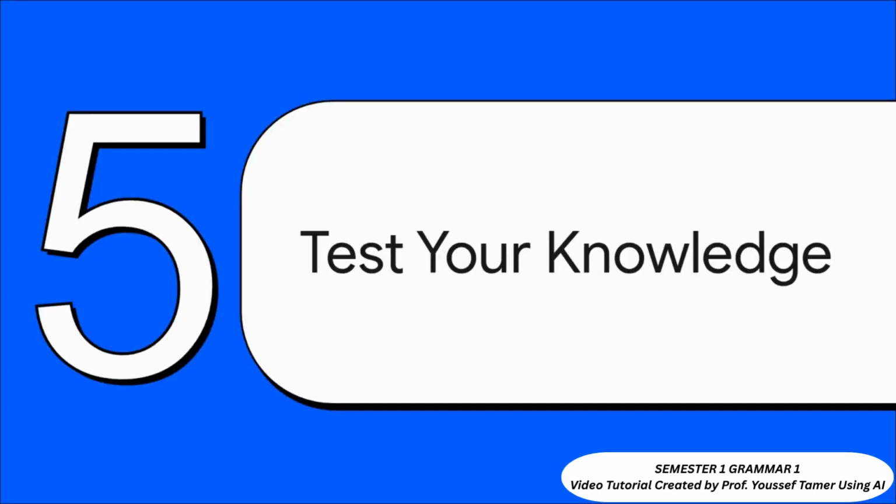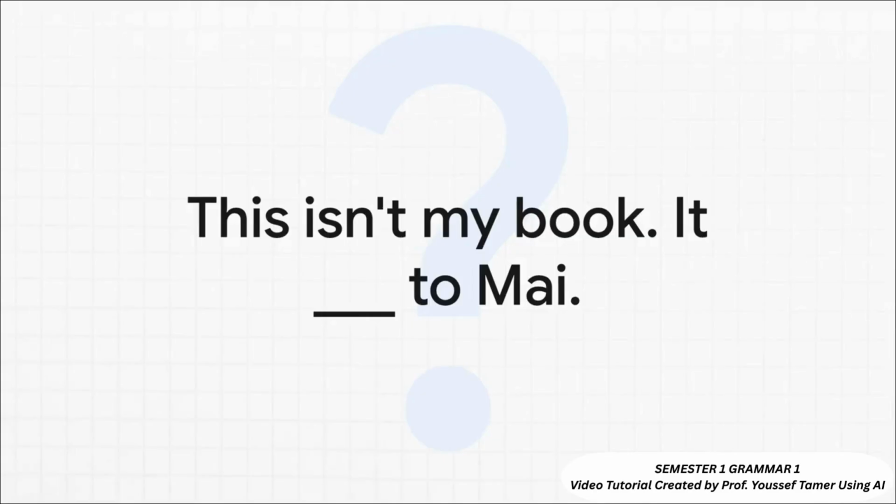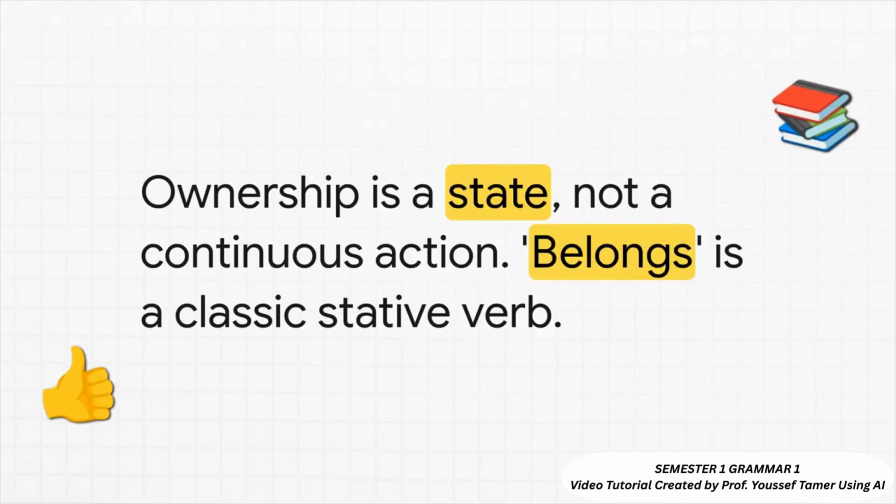All right, you're in on the secret now, so let's do a quick knowledge check. Let's see if you can spot the correct verb form in the wild. Okay, first question up. Think about the verb belong. Is ownership something you actively do moment to moment? Or is it just a state of being? That's it. Belongs is a classic stative verb. Ownership is a state, not some continuous action. You just wouldn't say it is belonging.